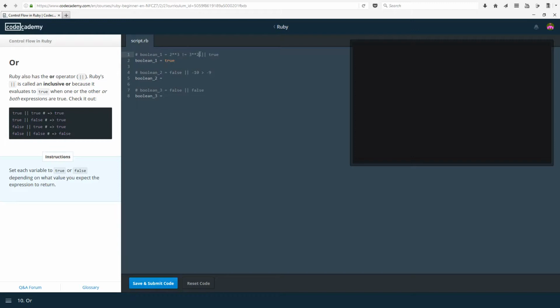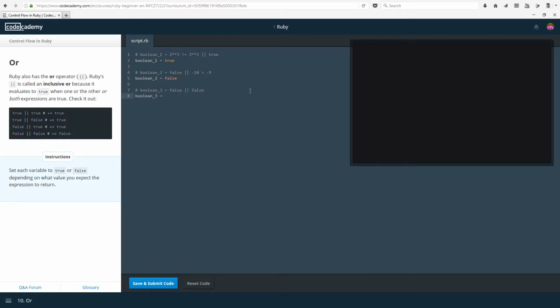Well, actually, we didn't even have to evaluate that, because if one side is true, it has to be true. But in the next case, we do have to evaluate it. So false or, so we can't get it to work from this side, but we might be able to get it to work from this side. Is -10 greater than -9? No, it's not. So we have false or false, therefore this is false.